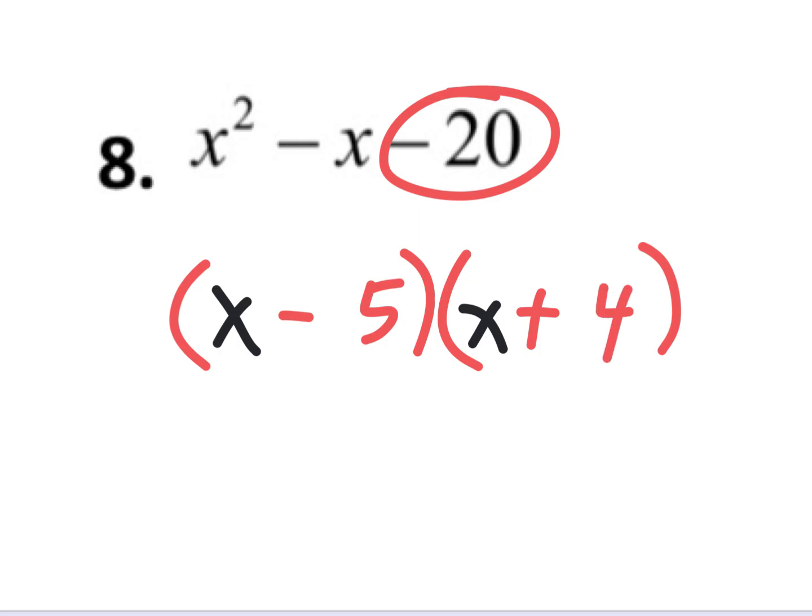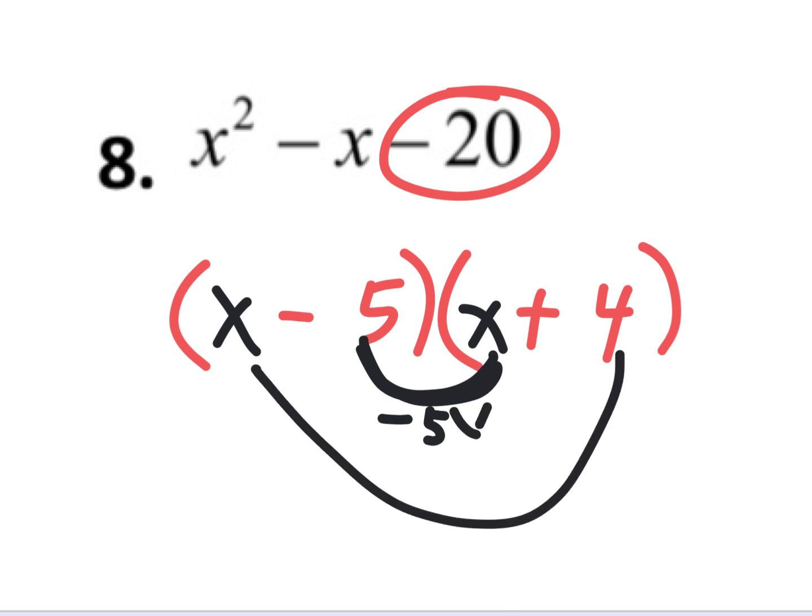Now, if he's right, then this times this. Caden, what's this times this? -5x. Nice. What's this times this? 4x. And if I put those together, do I get negative x? Yeah. Yes, I do. Sweet. I know he's right.